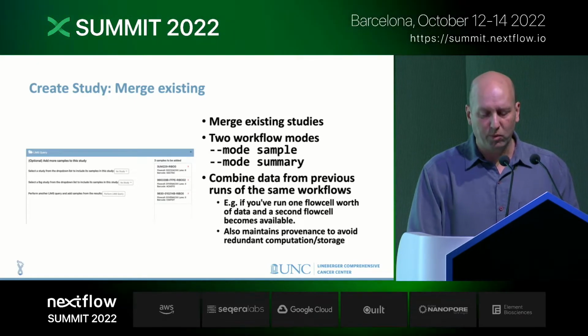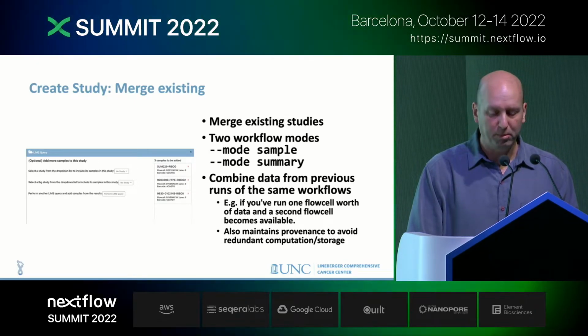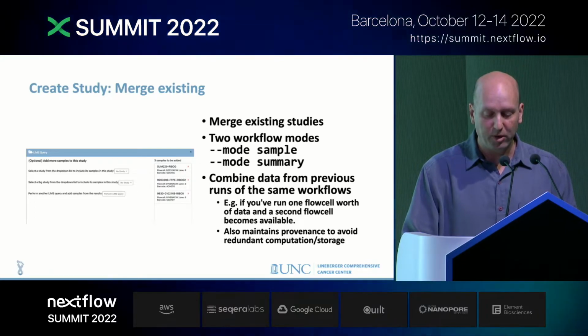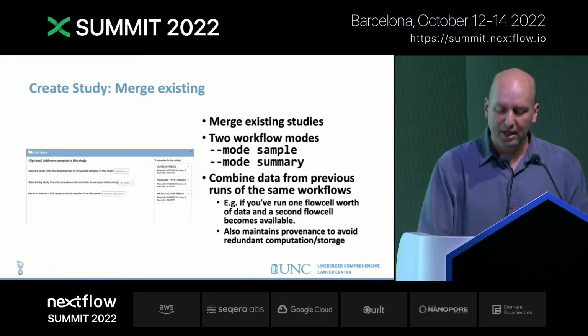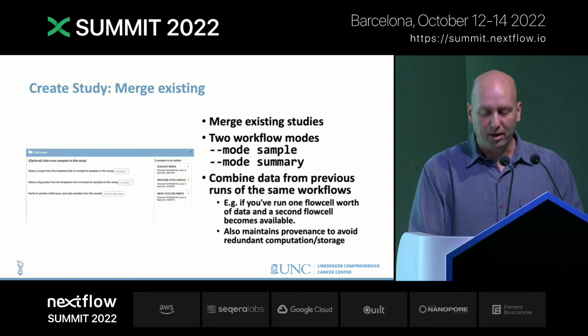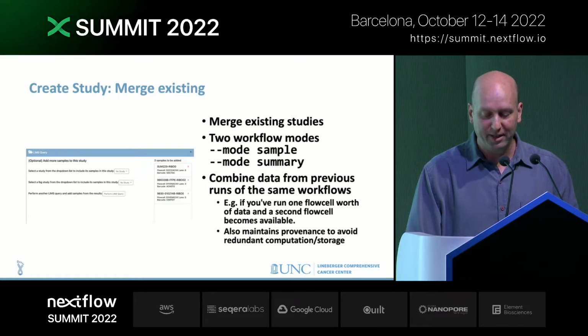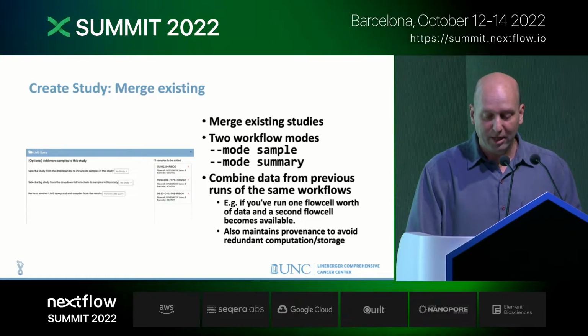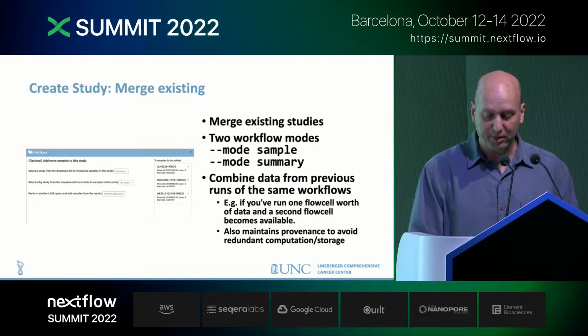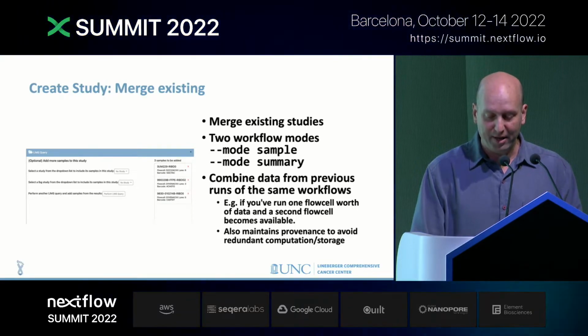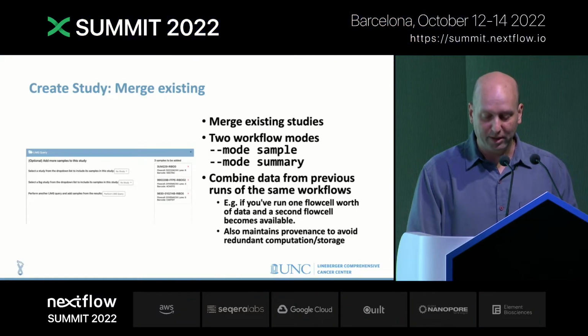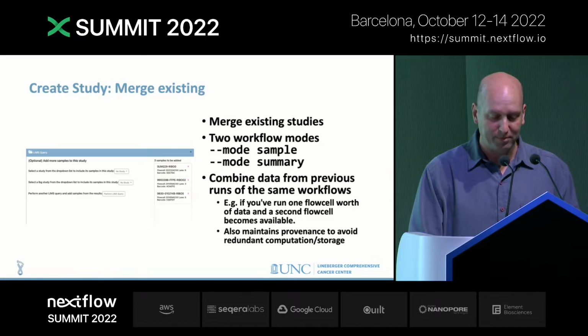So our workflows run in two modes. We have a per sample mode and a summary mode, which applies to the entire cohort. So if you've already run one flow cell's worth of data, and a second flow cell becomes available, you can just take that first flow cell, combine it with the second flow cell, and then run that as a single combined data set. So this helps to maintain provenance and avoid redundant computation and storage.